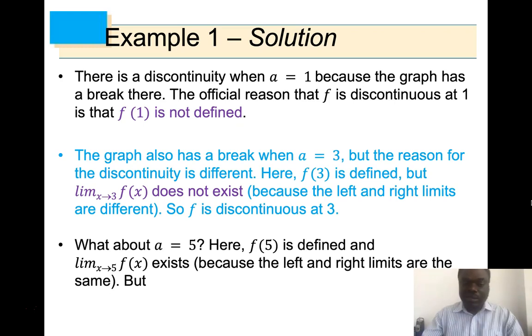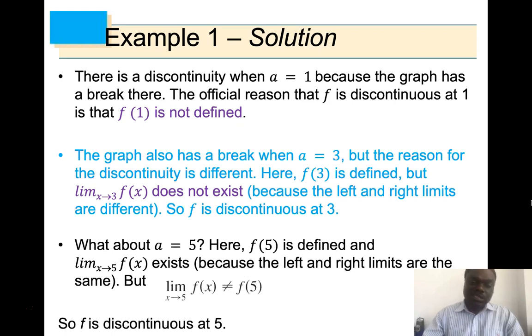And finally, at a equals 5, f of 5 is defined, and the limit as x approaches 5 of f of x exists. The limit from the right and from the left are the same. So the limit exists, but the limit is not equal to the value of the function, so it is discontinuous at the point 5.